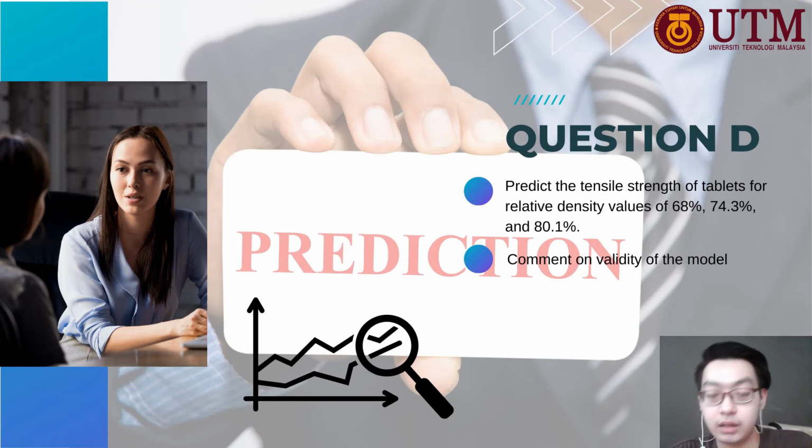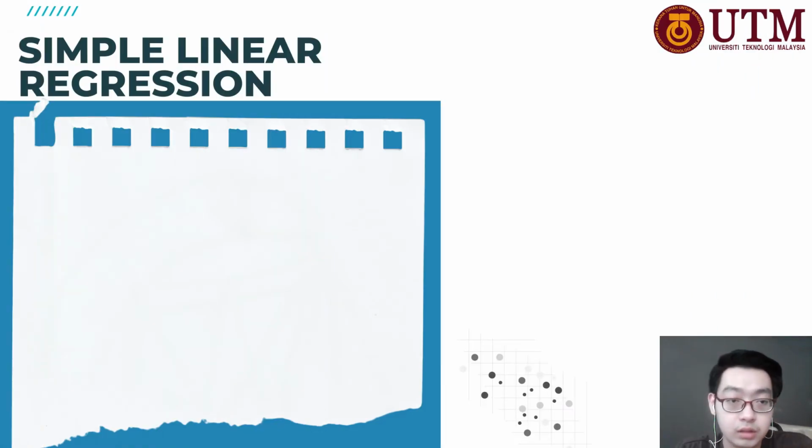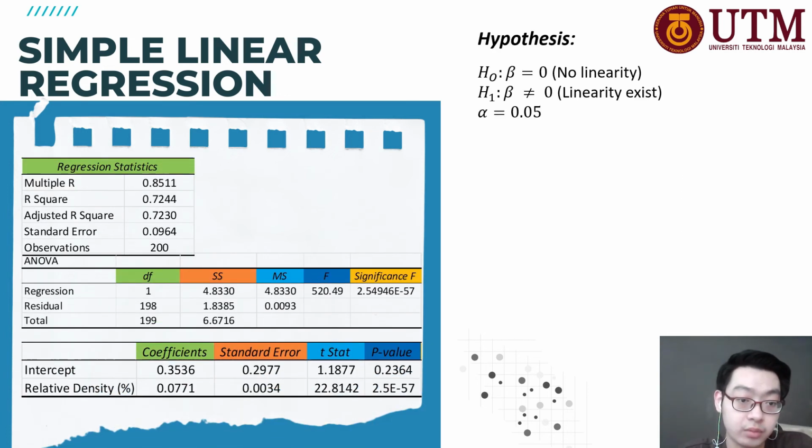Okay, so for question B, we need to predict the tensile strength for tablets for relative density values of 68%, 74.3%, and 80.1%. After that, we need to comment on the validity of the model. The method we use for question B is simple linear regression, and here are the 3 tables which we can get from Excel.